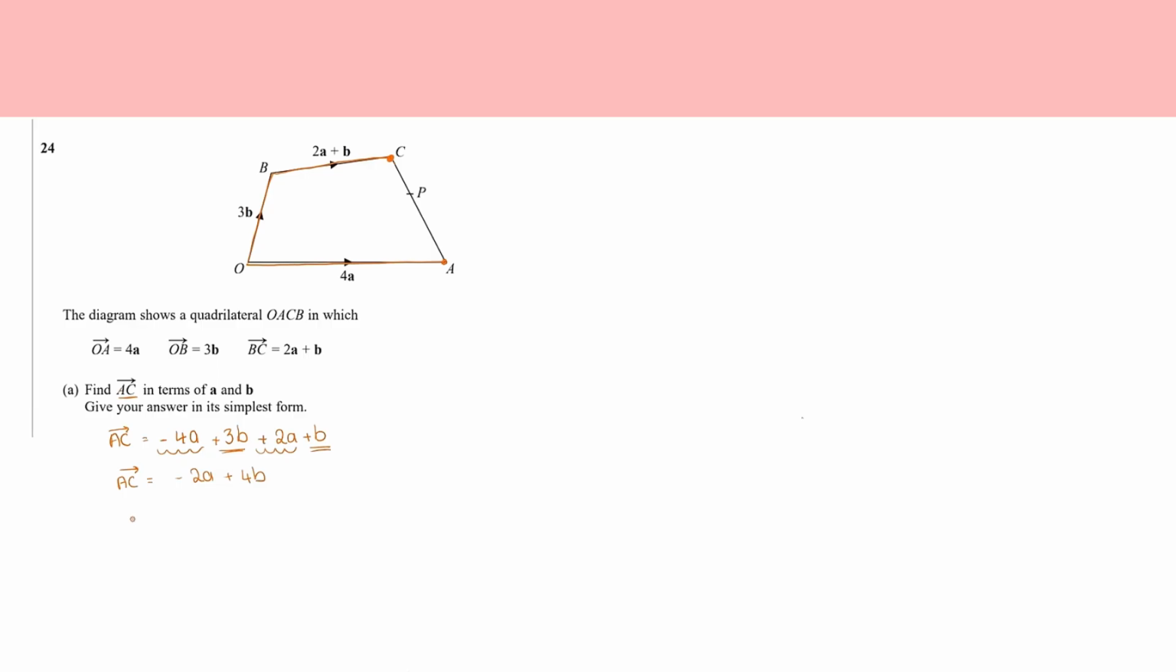You might want to write it like this. AC equals 4B minus 2A, both exactly the same. If you've got the minus in the middle, you won't forget it when you come in to do stuff. Right? That's the 2 marks, and it's the easy part. Now let's get on to the juicy stuff.